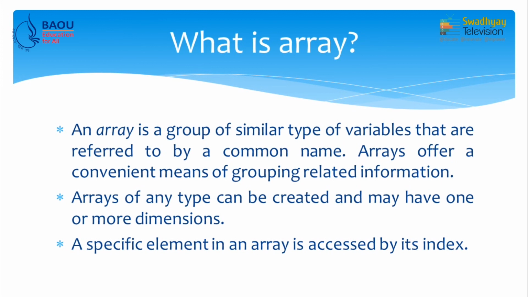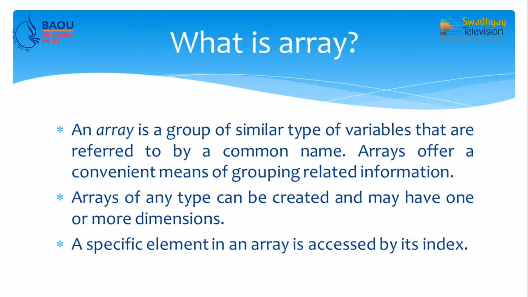So, first we start with what is an array. We can define an array as a group of similar type of variables that are referred to by a common name. Array offers a convenient means of grouping related information. Suppose you want to relate multiple data of the same type, then you can use an array. An array of any type can be created and may have one or more dimensions.